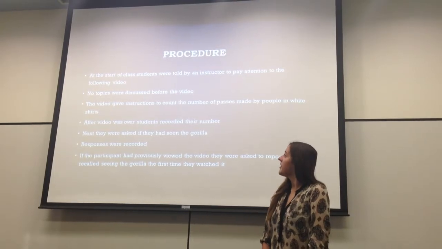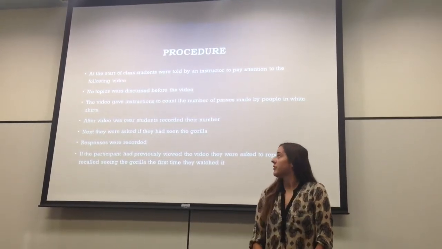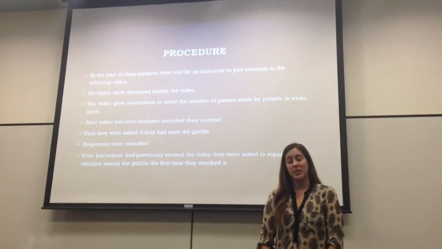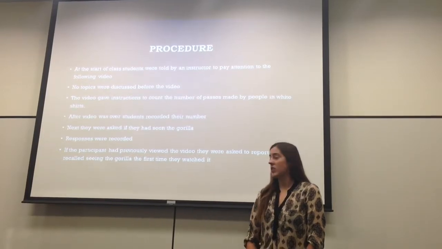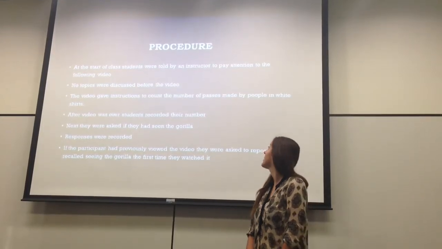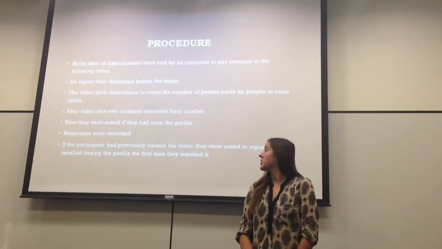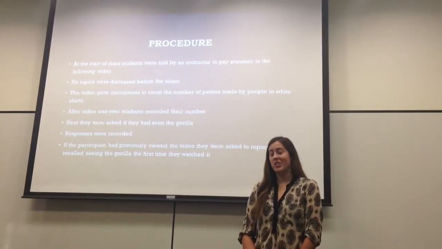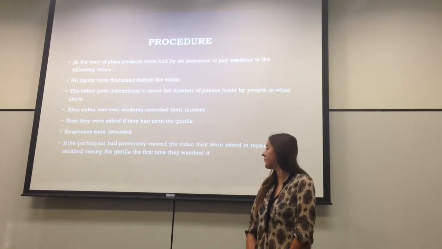Procedure: at the start of class, students were told by an instructor to pay attention to the following video. Topics were discussed before the video, and the video gave specific instructions to count the number of passes made by people in white shirts. After the video was over, students recorded the number of passes they counted, and then they were asked if they had seen the gorilla.